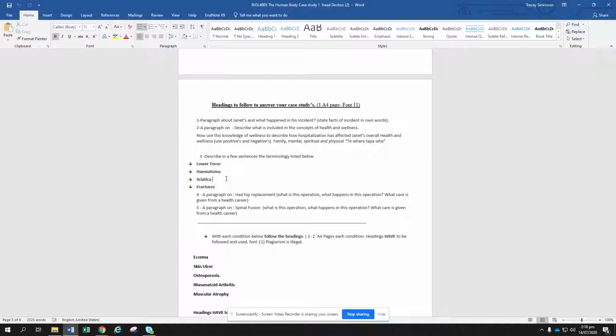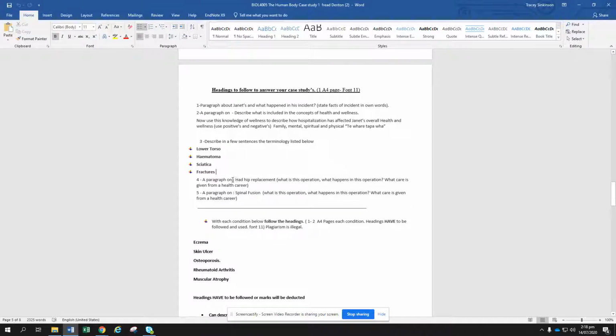Sciatica, how does it occur? What are the common causes, maybe? And not so much how do you get it, it's where it is, where it's happening, and what it is doing to the body. Fractures, what does fracture mean? And what types of fractures possibly? So probably about half a page on that.